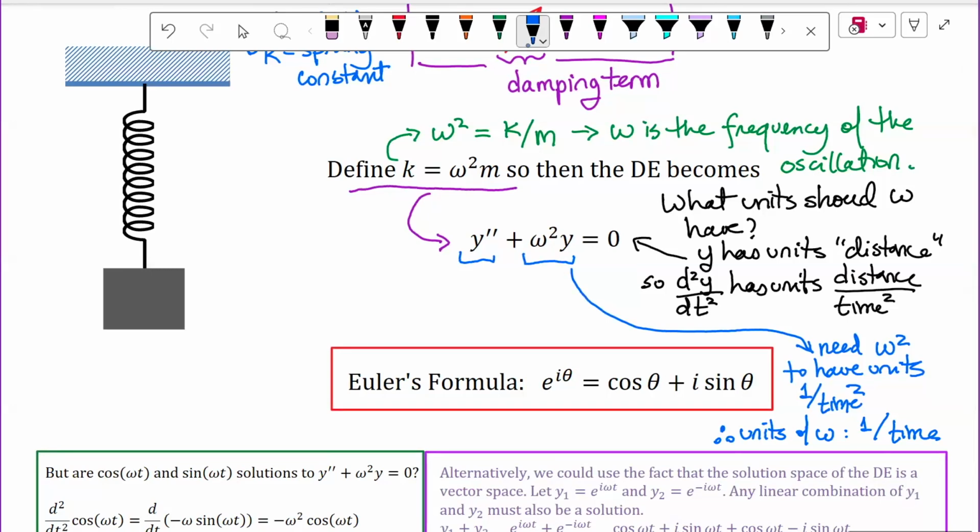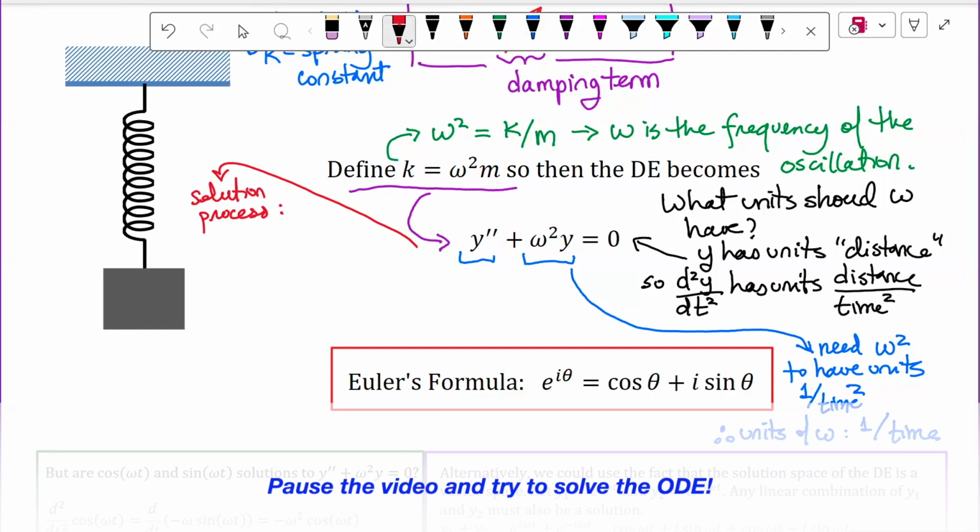All right, now let's talk about finding the solution to this differential equation. I suggest you pause the video and write down the characteristic equation, find the roots of the characteristic equation, write down what the basis of the solution space is, and then what the general solution is.